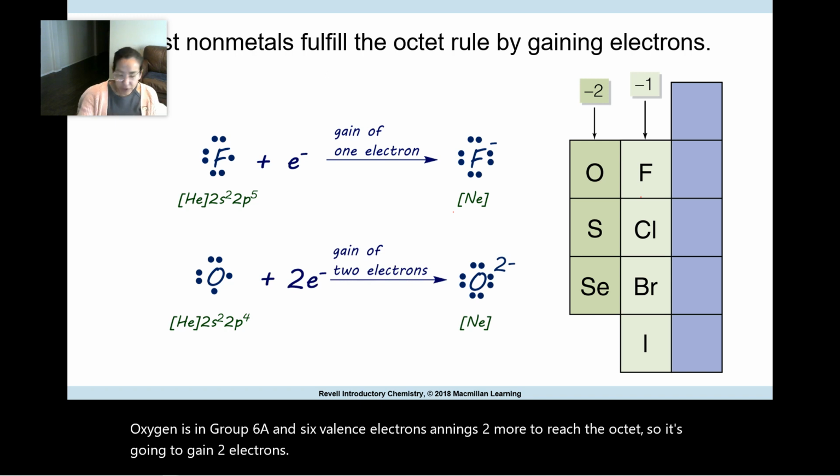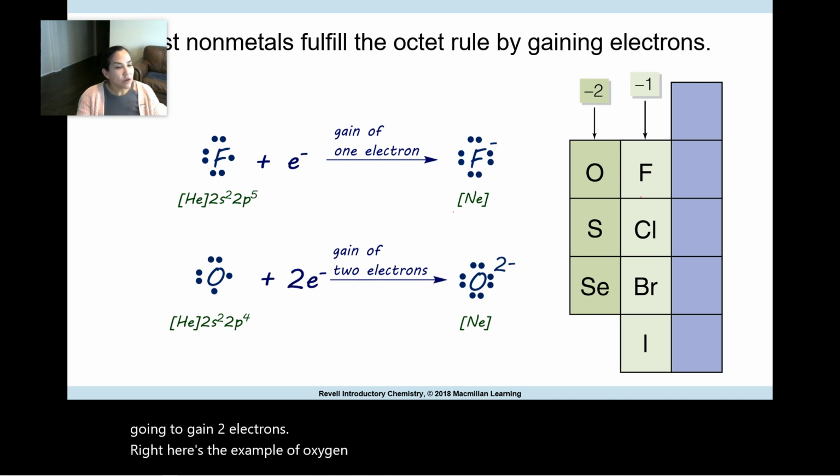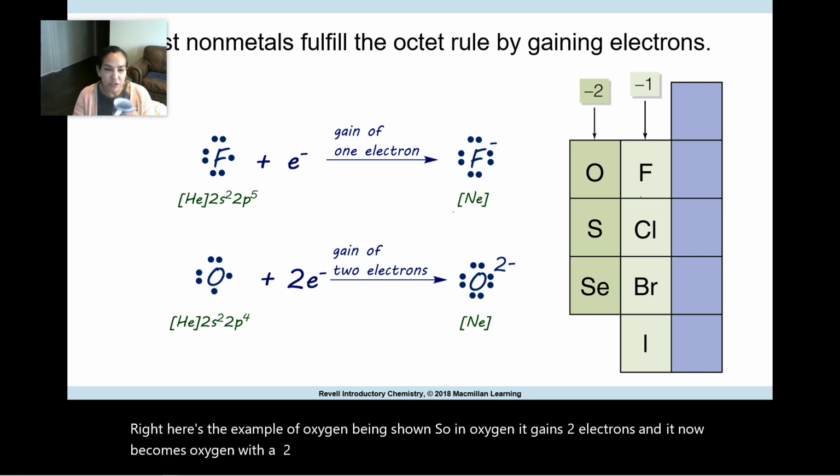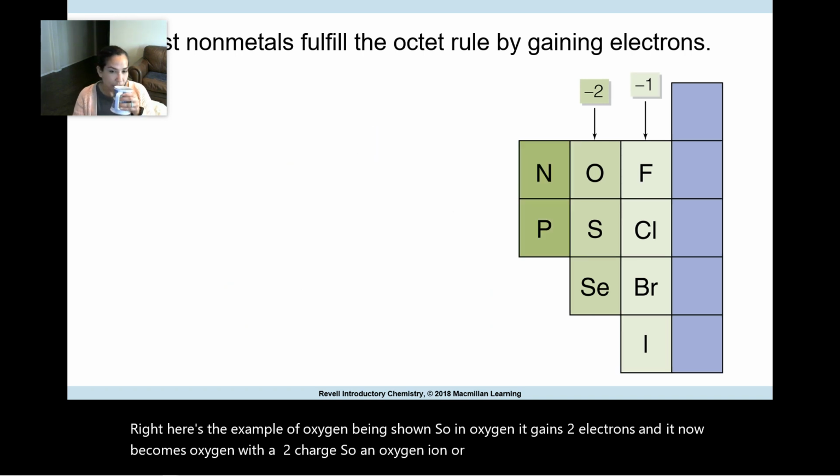Right? Here's the example of oxygen being shown. So in oxygen, it gains 2 electrons and it now becomes oxygen with a -2 charge, so an oxygen ion or an oxide ion.